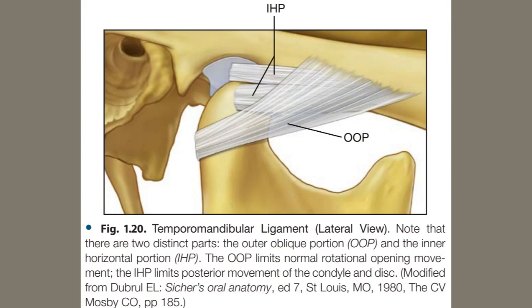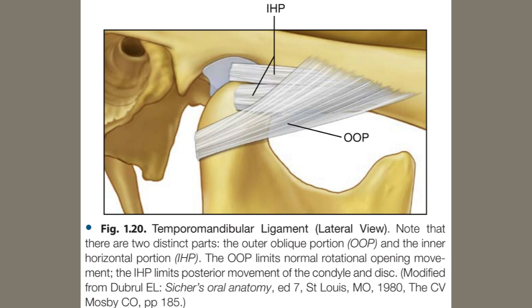The lateral aspect of the capsular ligament is reinforced by strong and tight fibers that make up the lateral ligament, or the temporomandibular ligament. The TM ligament is composed of two parts, an outer oblique portion and an inner horizontal portion. The outer portion extends from the outer surface of the articular tubercle and zygomatic process postero-inferiorly to the outer surface of the condylar neck. The inner horizontal portion extends from the outer surface of the articular tubercle and zygomatic process posteriorly and horizontally to the lateral pole of the condyle and posterior part of the articular disc.